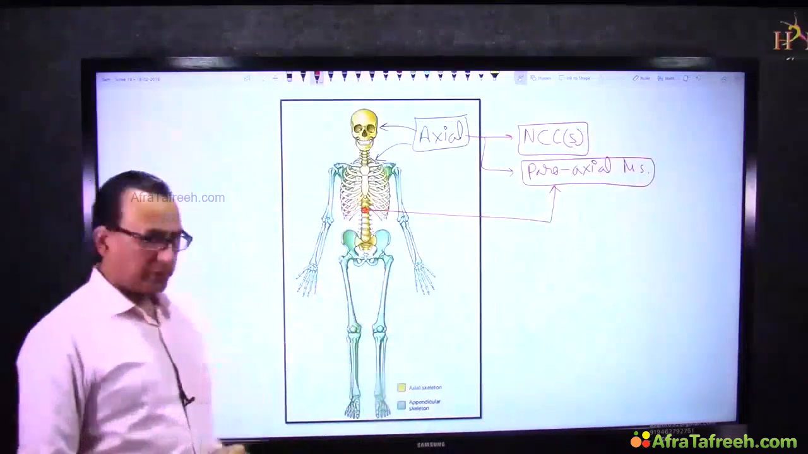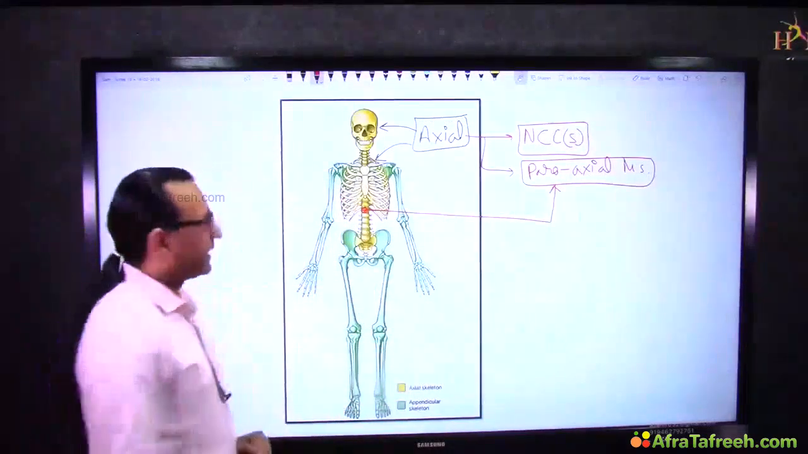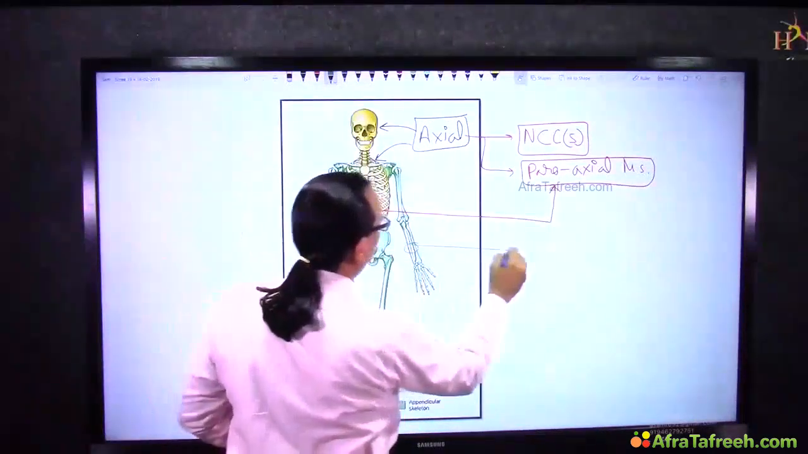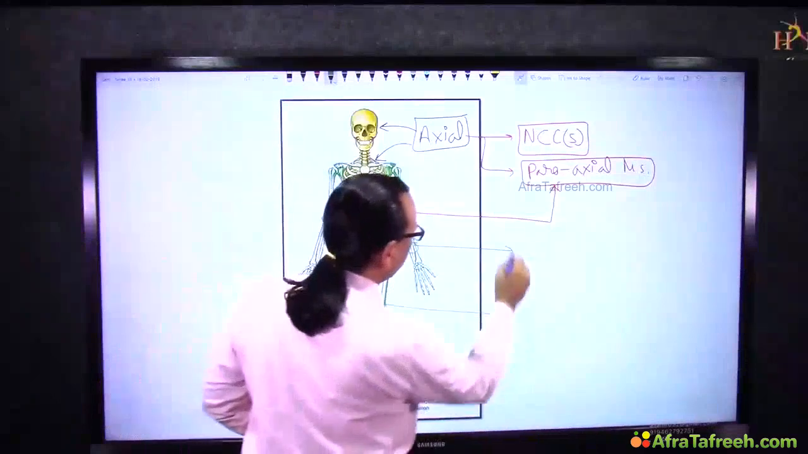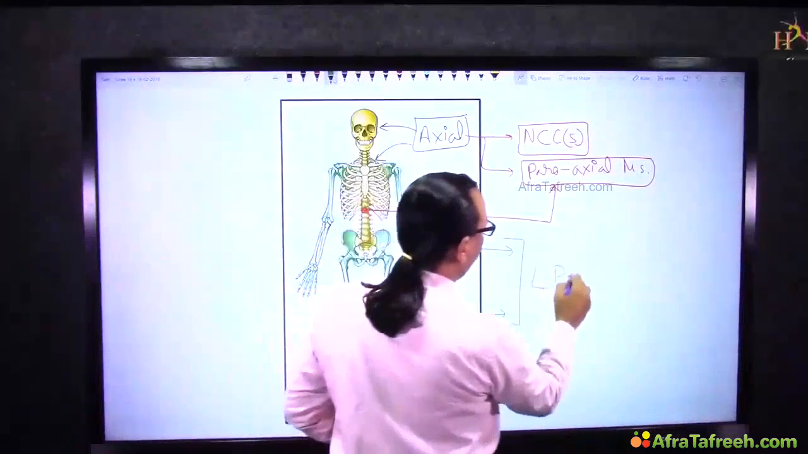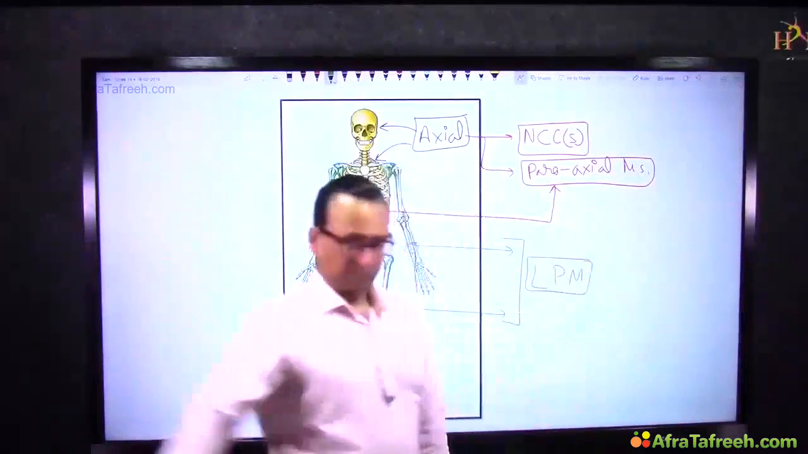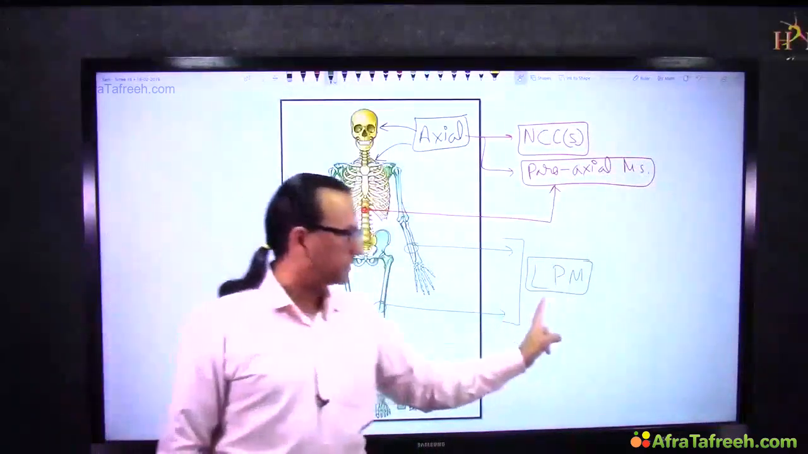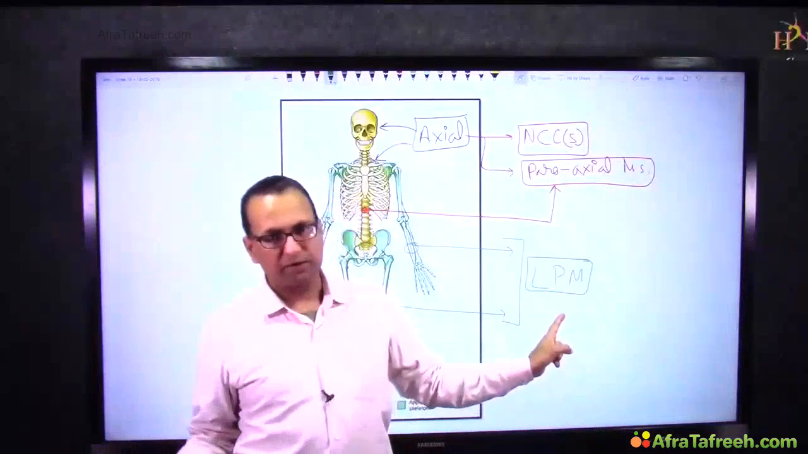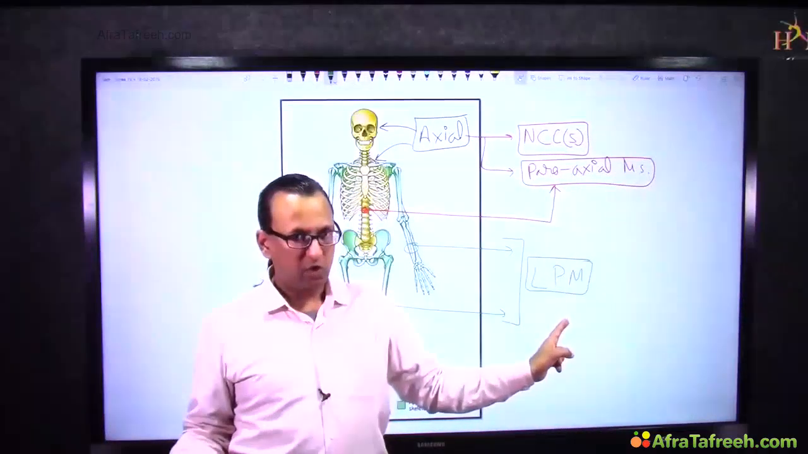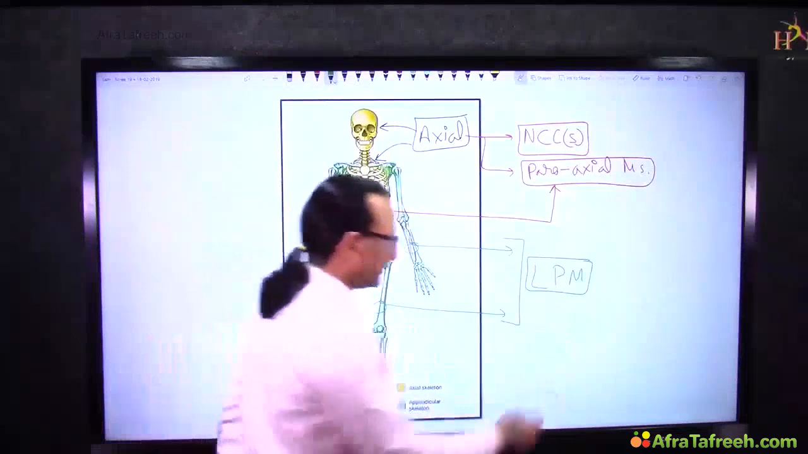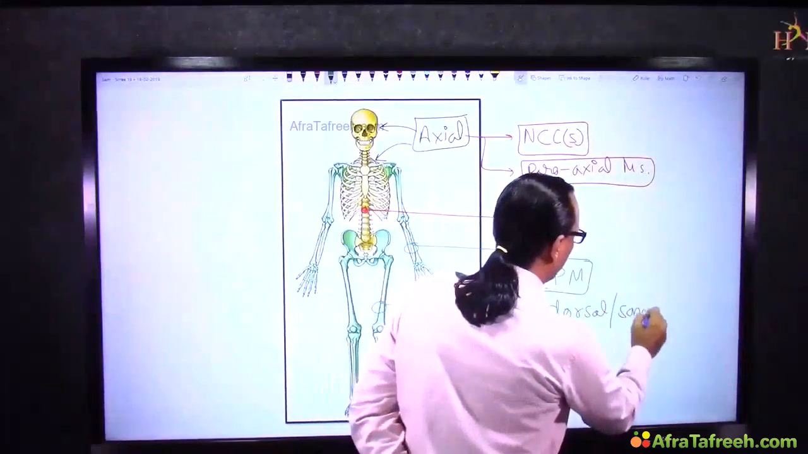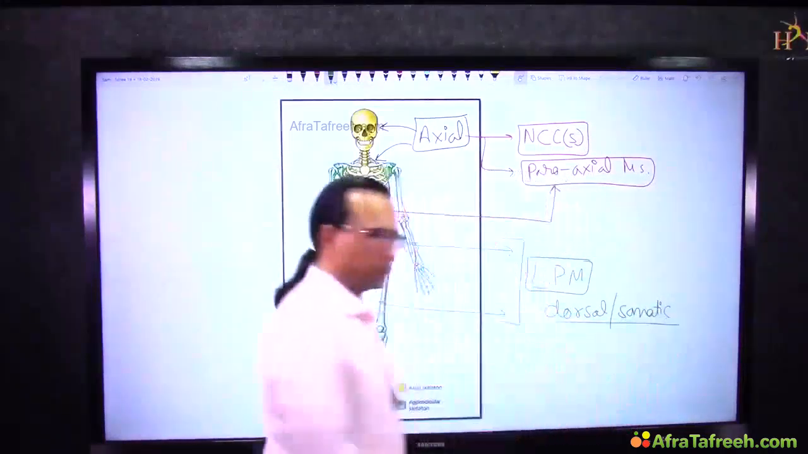What about the upper limb, lower limb bones, then the appendicular skeleton? If you say upper limb bone, or if you are telling the lower limb bone, so upper limb or lower limb bone is the appendicular skeleton that is coming from lateral plate mesoderm. Which part of lateral plate mesoderm? Dorsal somatic or ventral visceral? And it is the dorsal somatic portion of lateral plate mesoderm.